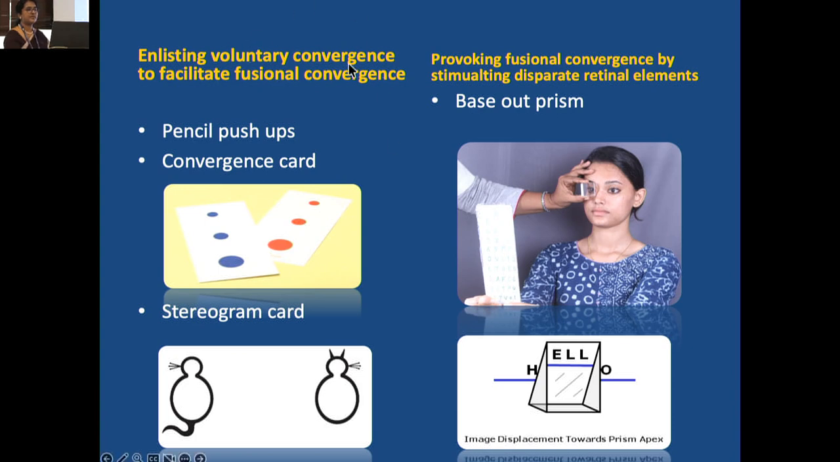And basically you can improve the fusional convergence by using voluntary convergence to facilitate fusional convergence. That is what we do in pencil push-ups, when we use a convergence card or a CAT card. Another way is by provoking the fusional convergence by stimulating disparate retinal elements. So we all do this test, but technically these are the principles behind this. We can use a base out prism to induce fusional convergence.